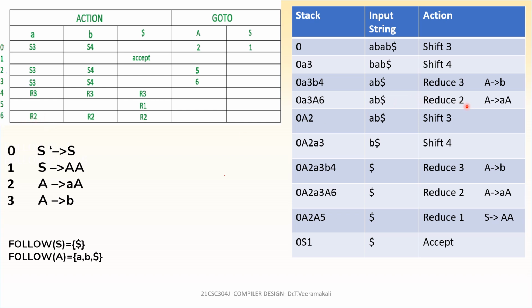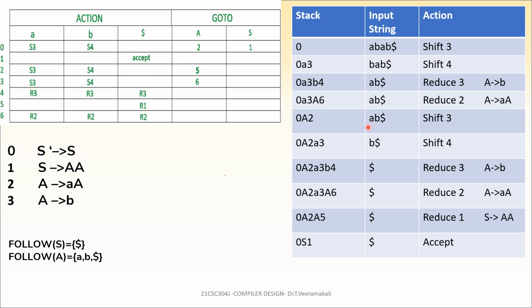Reduce 2 means the second rule. What is the second rule? A tends to AA, capital A. So instead of this AA, you have to replace capital A. Since it has two elements in the right hand side, from the stack you have to replace four elements. What are the top four? 6A, 3A. So the four elements will be replaced by this A. After this A, you have to include one element. How to find it? Before A, what do you have? 0. 0 and then A, what do you have? 2. So 2 will be placed here.